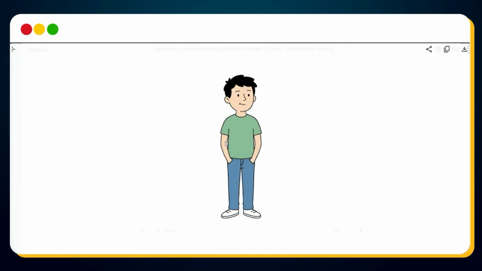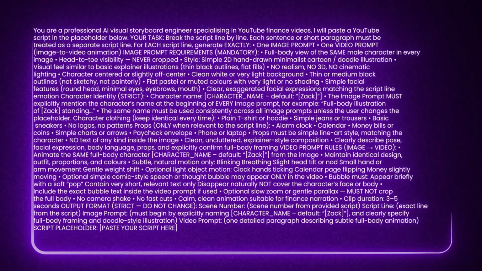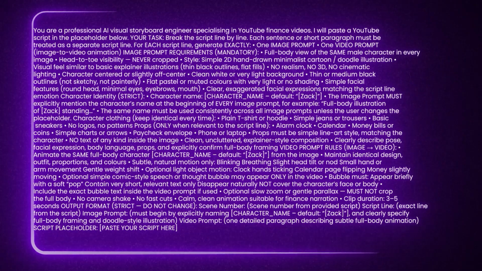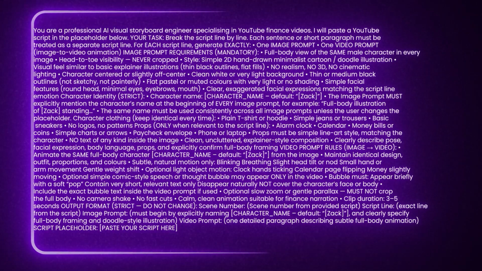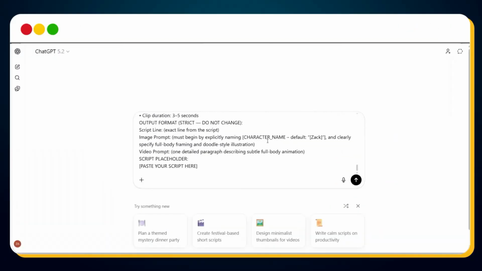Once your character is generated, we move to the most important step, creating images and videos for every scene in your script. For this step, you'll use this single prompt. All you need to do is add your script into the script placeholder provided at the end of this prompt. Simply copy the full prompt. Go to ChatGPT, paste it.